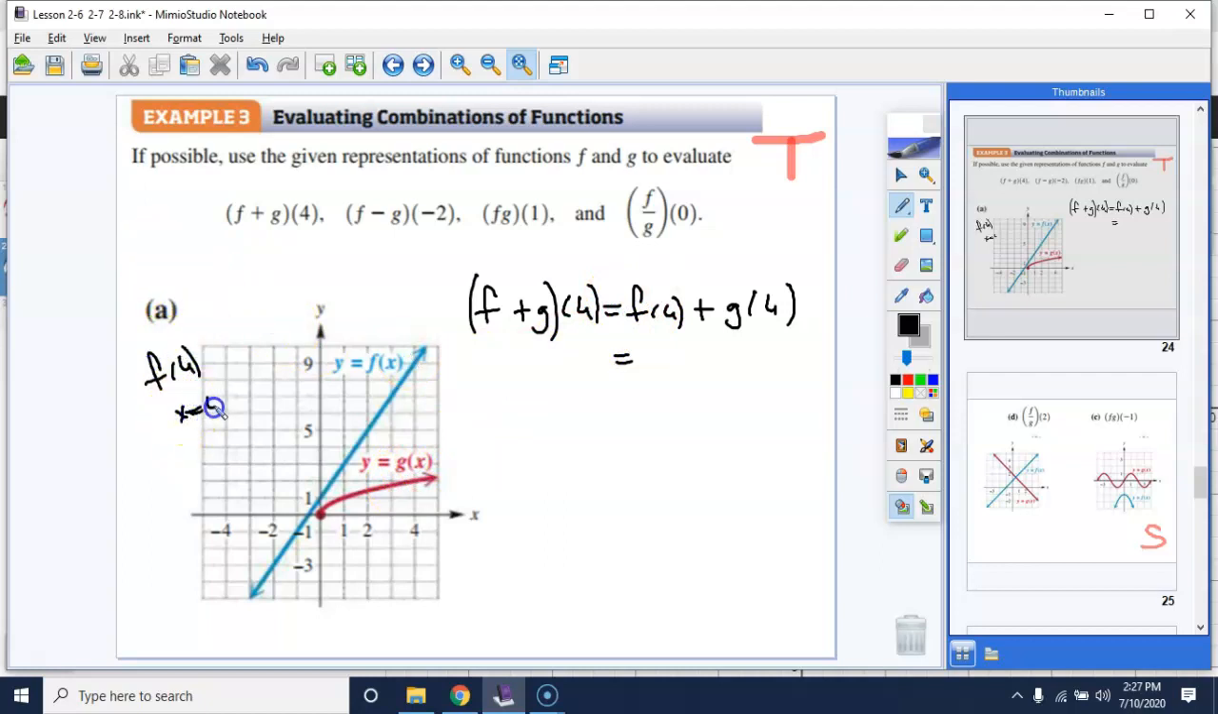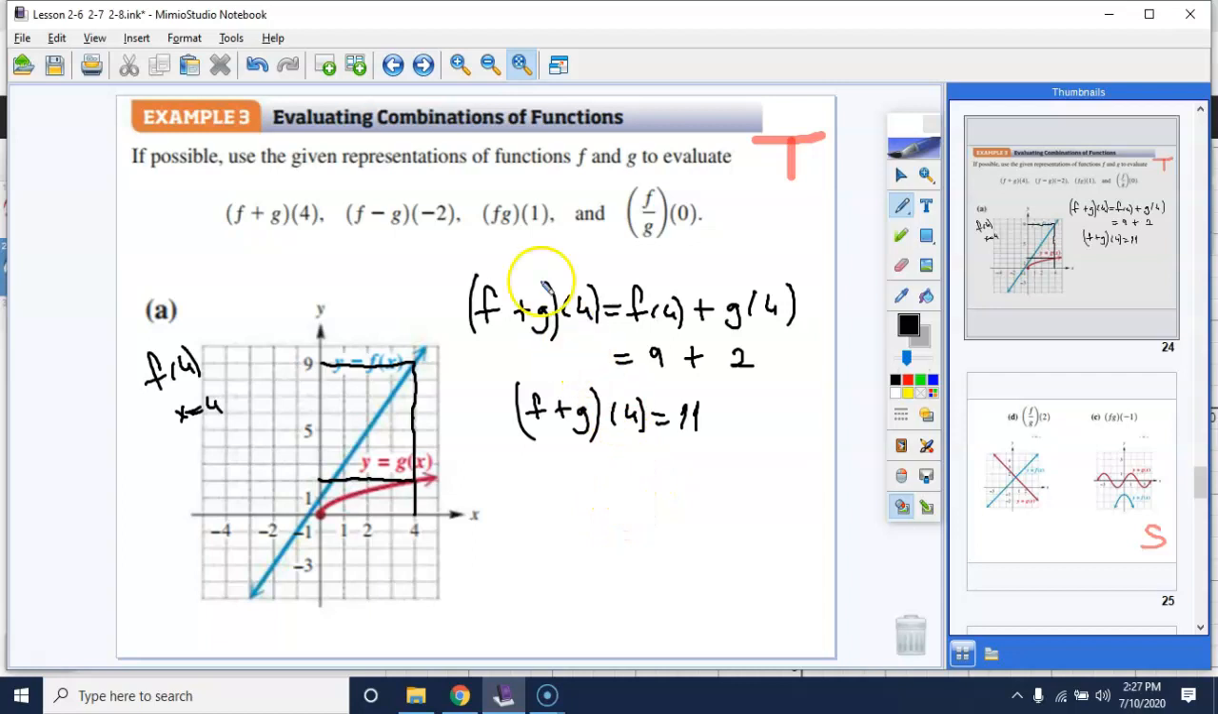F of 4, remember, f of 4 means when x is 4, what's my y value? x equals 4 is here. If I go up all the way here, I can see the corresponding y number, which is 9. So it should be 9. So g of 4, take your 4, go to the g function this time, which corresponds to this number, which should be 2, right? So if we add them up, it should be 11, right? So f plus g of 4 should be equal to 11. That's my answer.